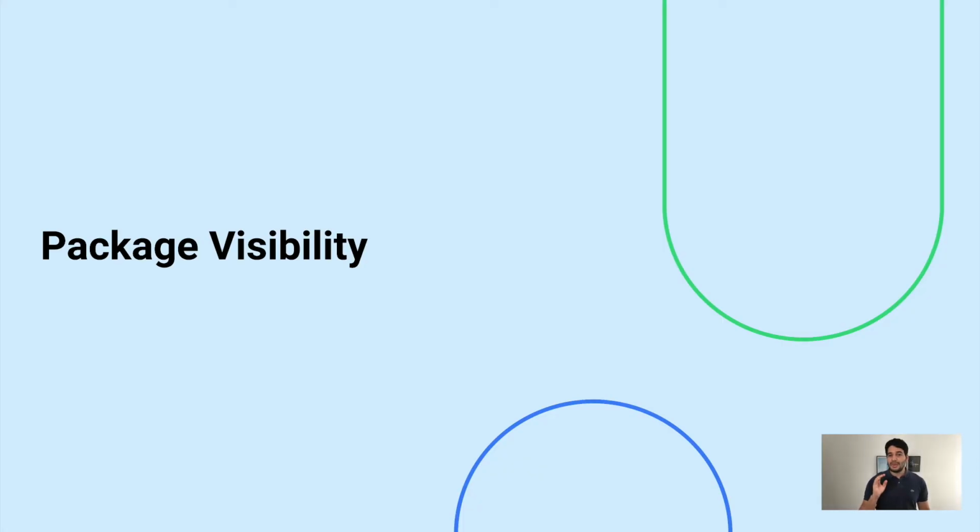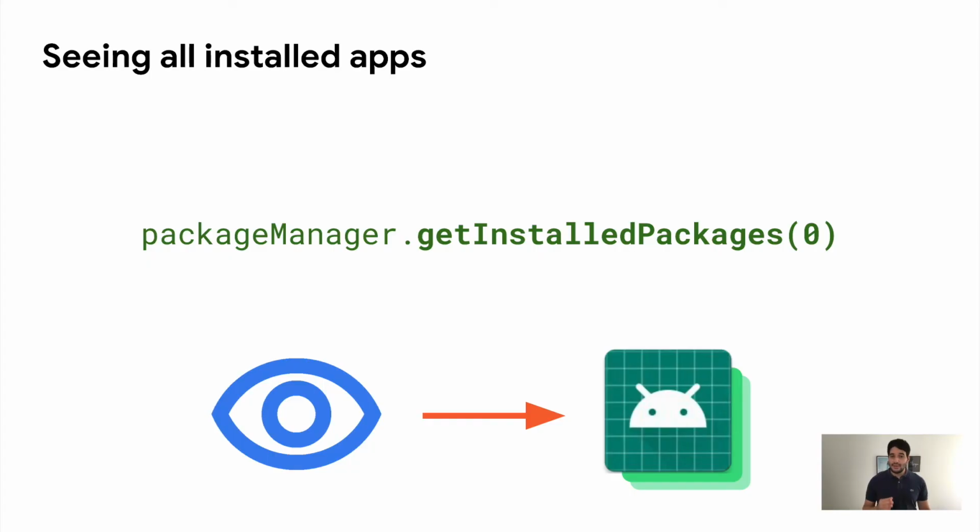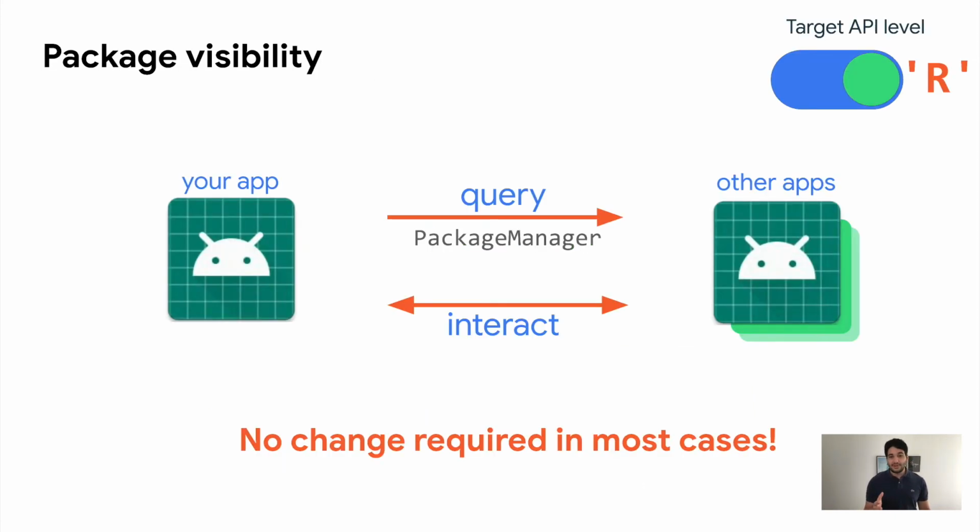And now to talk about package visibility. On Android 10 and older, this API and others allow applications to see which other applications are installed on the device. To provide better accountability for access to installed applications on a device, Android 11 includes some changes to how applications can query and interact with other applications. For several common scenarios, you don't need to make any changes, and let's have a look.